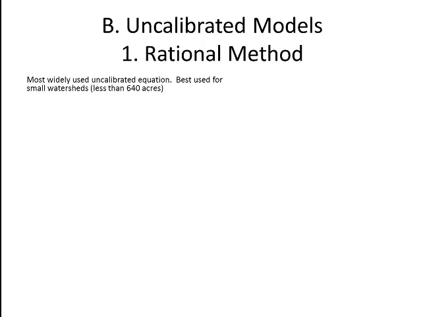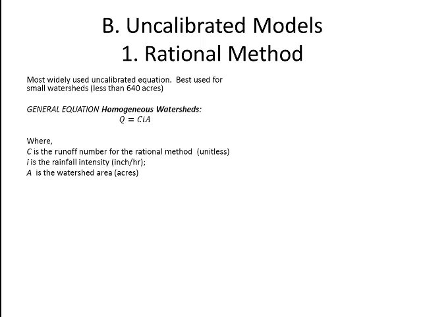Next, there are many uncalibrated models, but in today's lesson we will cover two different methods. The first method and most widely used is the rational method. It is ideal for watersheds that are smaller than 640 acres, but determine if this method is valid. For your project, you will need to refer to the local hydrology manual. In Southern California, most of the manuals state 640 acres as an acceptable size.